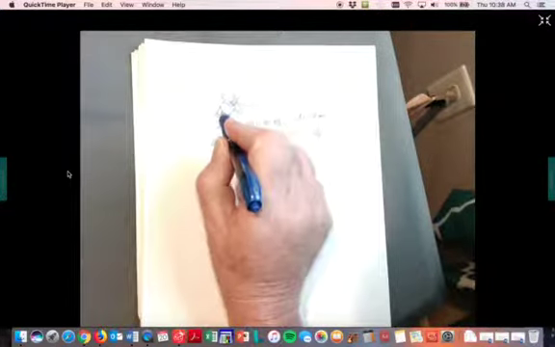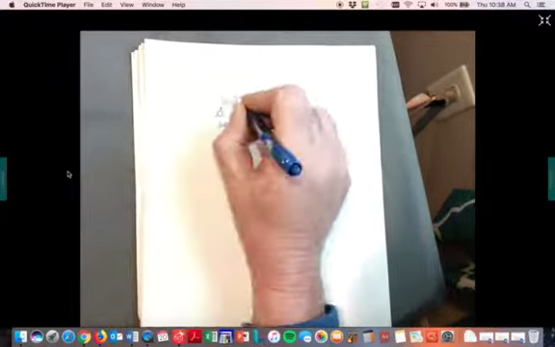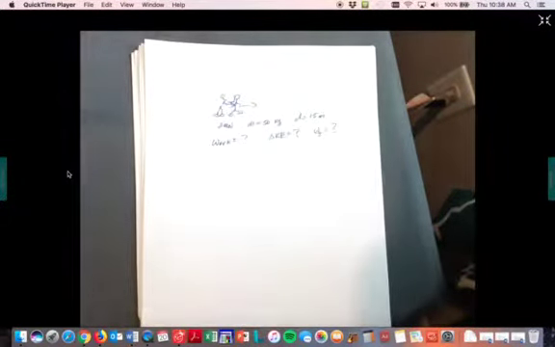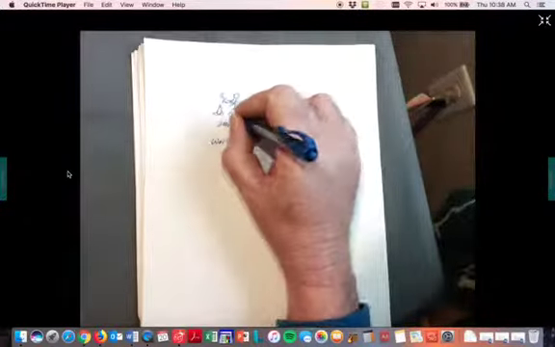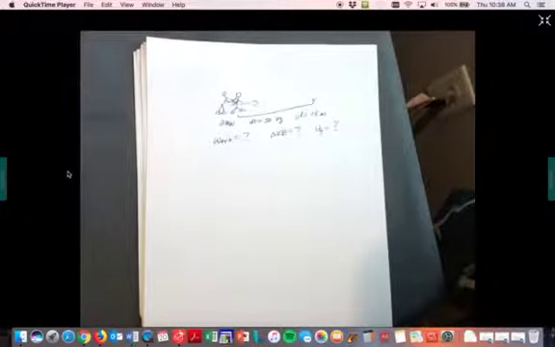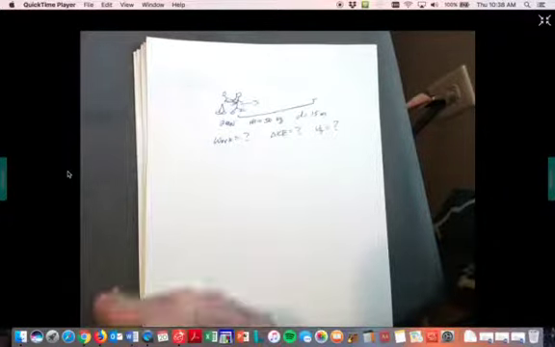I've got an ice skater here, and she's being pushed by her partner by a force of 200 newtons. She has a mass of 50 kilograms, and they're going to cover 15 meters. Okay? All right, so force of 200 newtons, that's pretty easy.